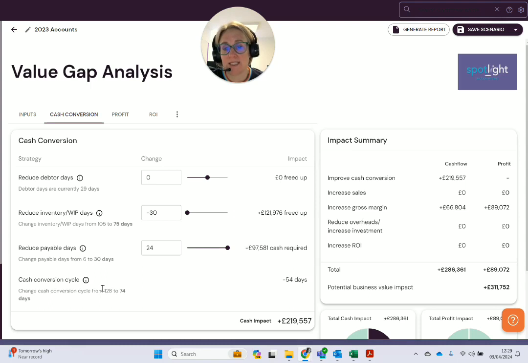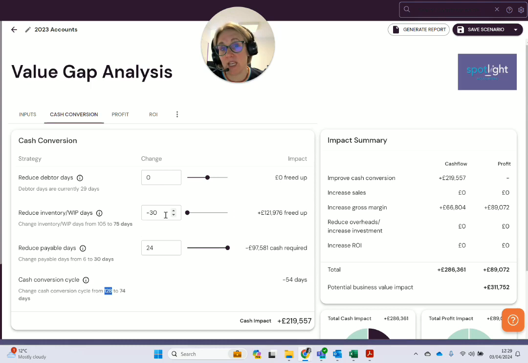So at the moment it is taking 128 days from the point at which goods are ordered to receiving the money from customers. Now, at the moment it is taking 29 days on average for customers to pay. In the construction industry, that's quite good. However, there are work in progress days of 105. So there is 105 days worth of work locked up that has been done but not invoiced to customers.